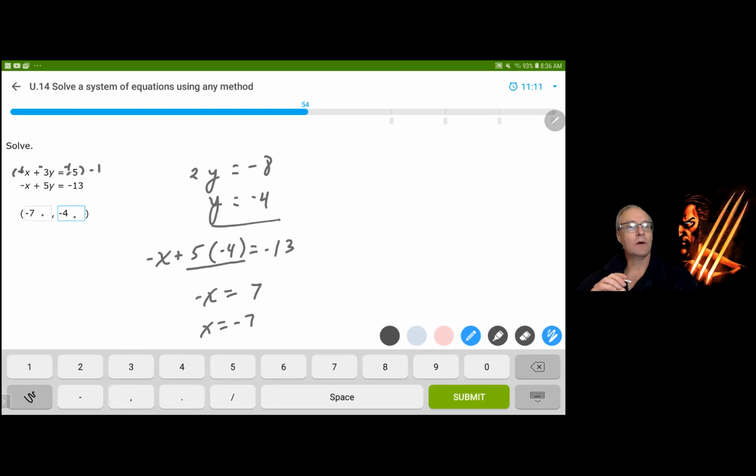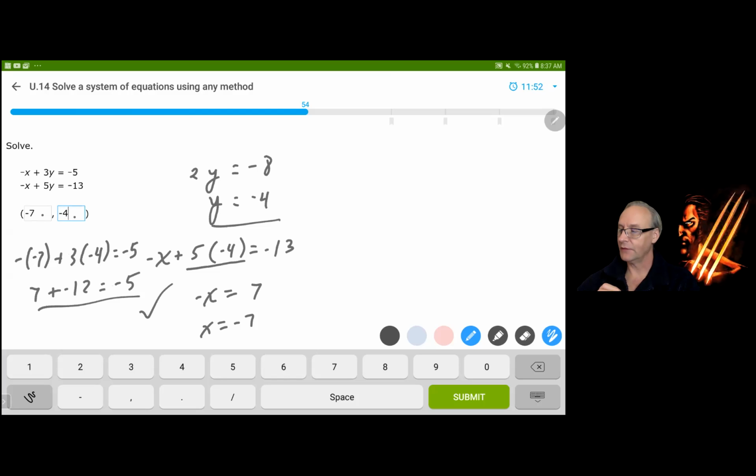Negative 4. Now, I did a lot of stuff in my head, and I used the second equation to find my x value. So I'm going to substitute my answer into the top equation. Negative x, a very common error, is to see that negative in front of the x and then forget about the negative 7. It is important that you notice that that is a positive 7. Plus 3 times negative 4 for the y should be equal to negative 5. That is 7 plus negative 12, and it is equal to negative 5, isn't it? So we know it's true. We have our solution.